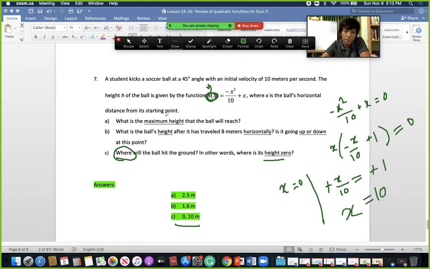That means this soccer ball will hit the ground at two different points. The height will be 0 at two different points. One is at 0, another one is at 10 meters, x equals 10 meters distance. And this makes sense actually. Suppose a student kicks a ball from the ground, and that distance is 0 because he is starting from here. That's why one answer came 0. And then the ball will hit the ground at some point which is 10 meters away according to this question. Of course, if the function is different, then the answer will be different. Okay, so this is how we know these answers.